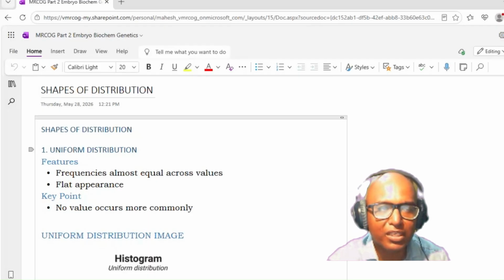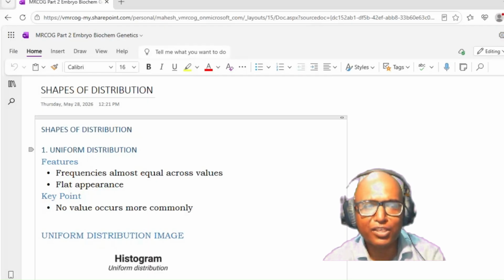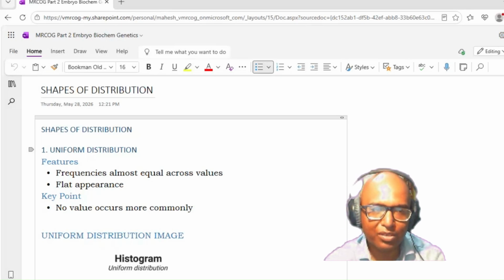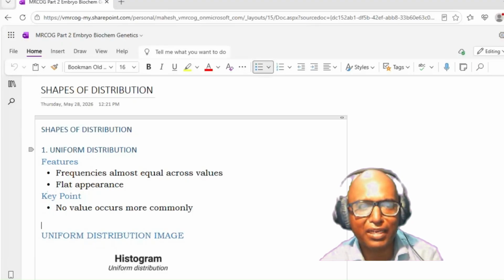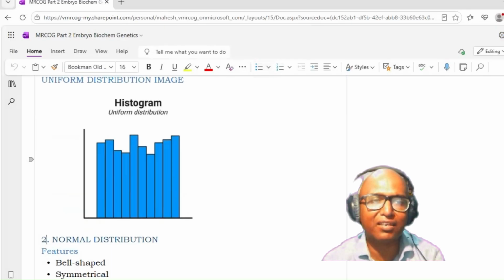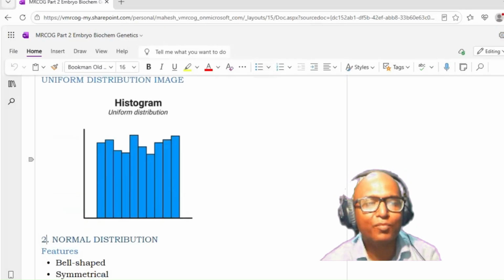Here the data may be uniformly distributed. That means there is not much variation among the data. The frequencies are almost equal across the values. It will have a flat appearance, so no value occurs more commonly. Most of the values are almost similar in nature, and this will look like this. There is no variation.